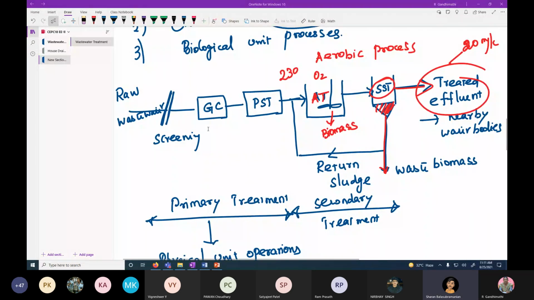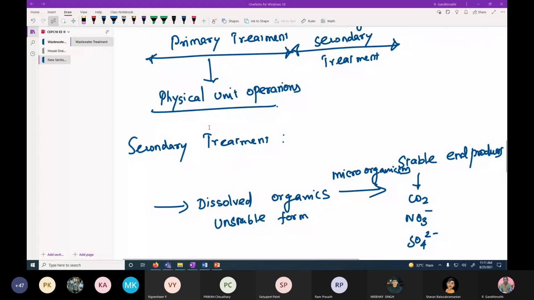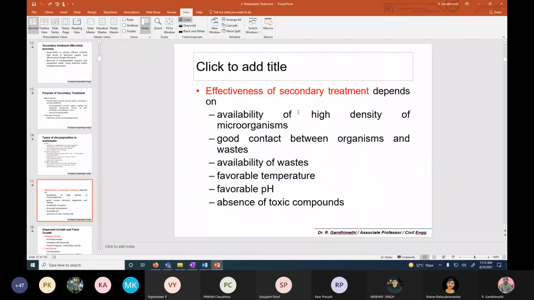Therefore, the main objective of a conventional treatment system is to remove suspended solids, and also to remove the biodegradable organics, especially in the carbonaceous form. Then the treated effluent is discharged into nearby water bodies. Depending upon the purpose, we have to go with an aerobic system or an anaerobic system. If you want to remove nitrates, then you have to add one more unit called the anoxic system.